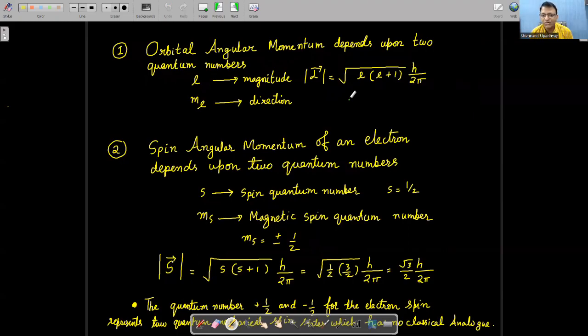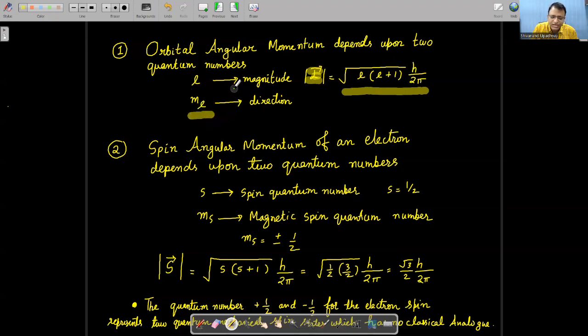So when we are discussing orbital angular momentum, it is a vector quantity and it depends on two quantum numbers. When we are writing the magnitude of orbital angular momentum, we are using the formula under root l(l+1) h upon 2 pi, where the value of l for s orbital is equal to 0, for p orbital is equal to 1, and so on. So this is the magnitude. The direction of this vector quantity is given by magnetic quantum number.